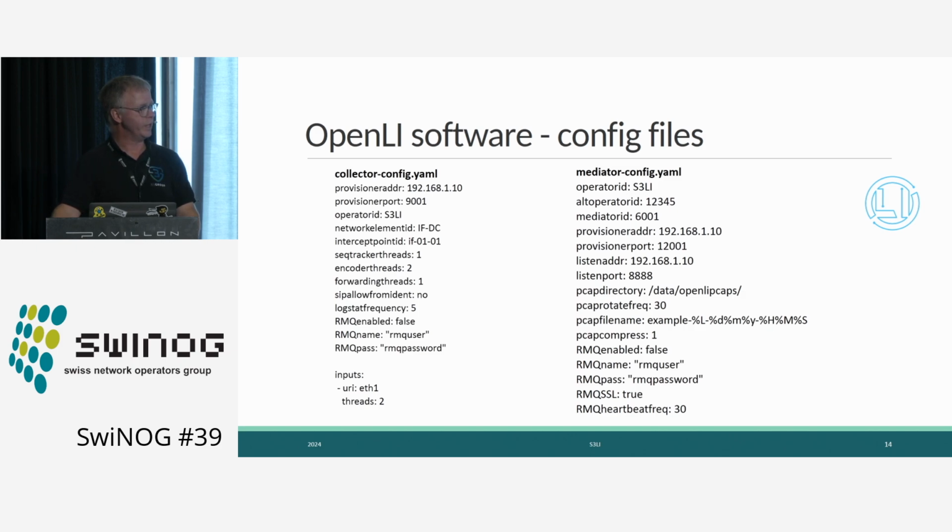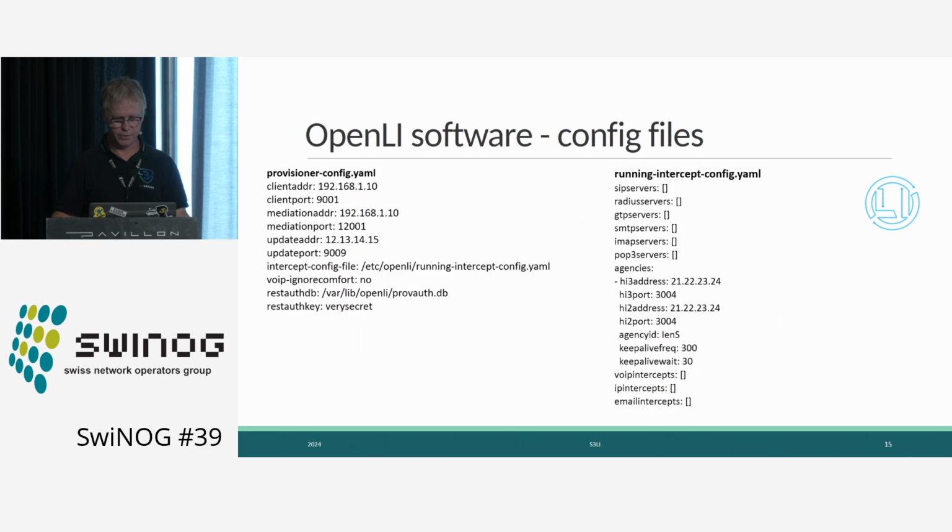Well, the mediator, same thing, not that hard to configure. The provisioner, even easier, because it's only listening, and it's sending the streams to the mediator. And the running intercept is where you configure the intercepts and the law enforcement agencies, both things. So the agencies are defined first, and then the intercepts. And depending on the type of intercept, it's a VoIP or IP email. They're also working on the mobile telephony intercept. That's not finished yet, and it's not in the example, but it's coming.